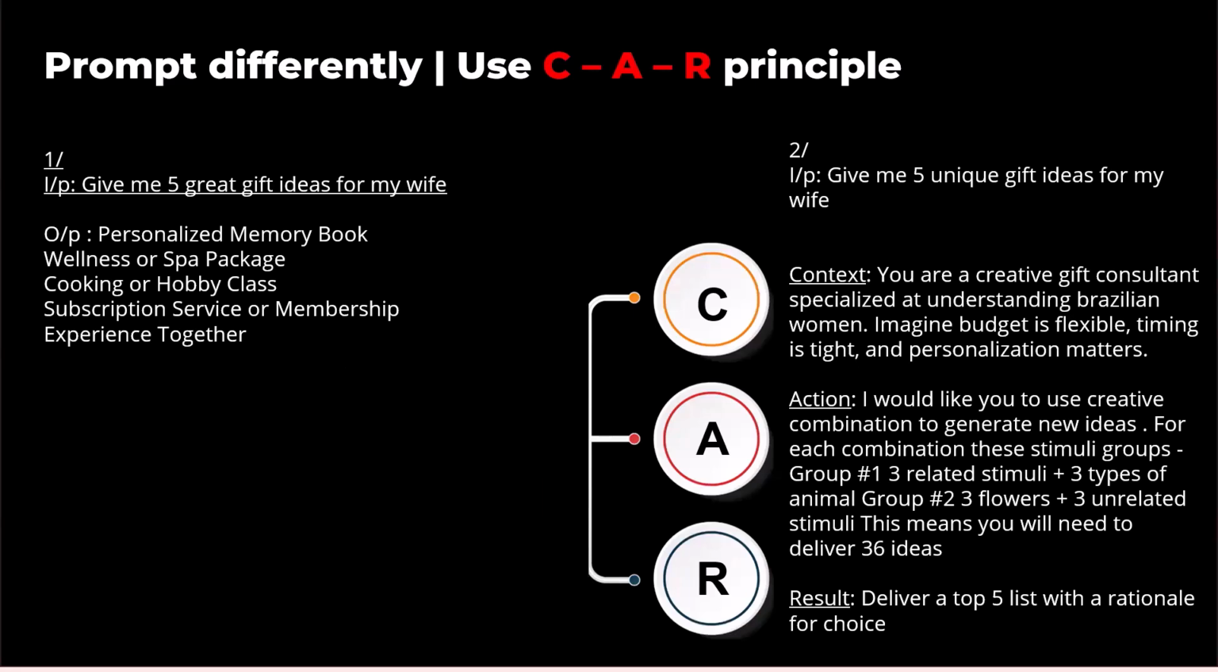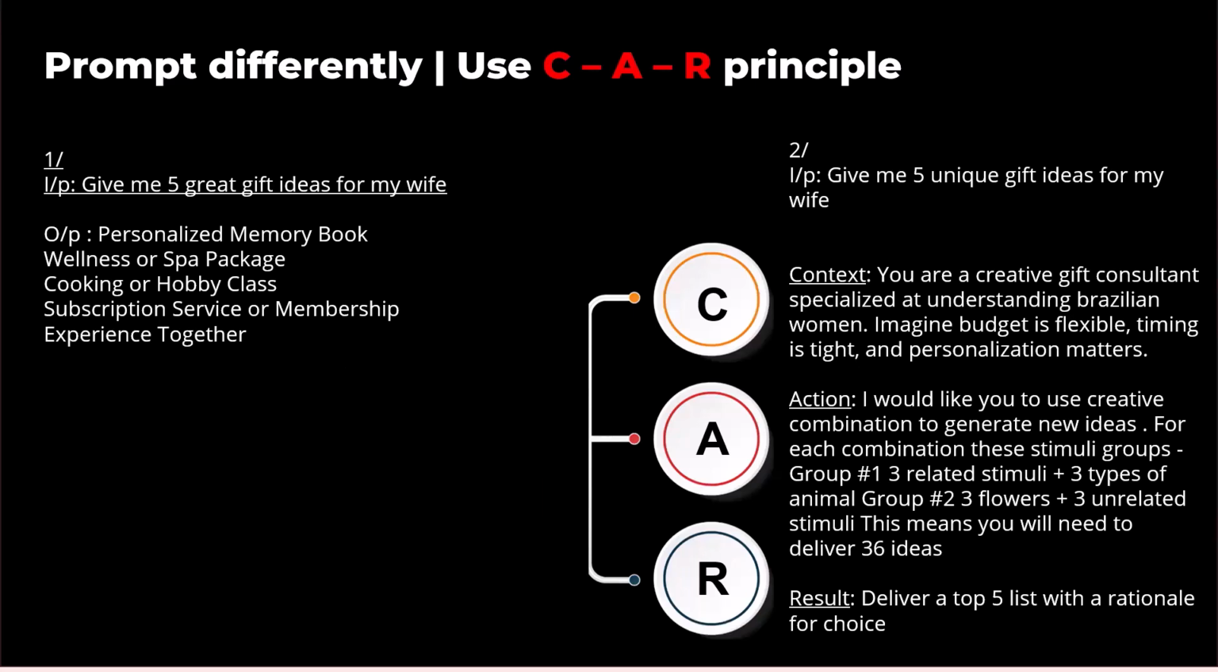I have a Brazilian wife and she likes beautiful gifts and she expects wonderful things from me for her birthday. If I went over to ChatGPT and said, give me 5 great gift ideas for my wife, ChatGPT is going to give me back things that I've given to her already. A memory book, a spa package, a cooking class, things like that. In fact, those are the obvious things. Those are the things that aren't all that interesting.